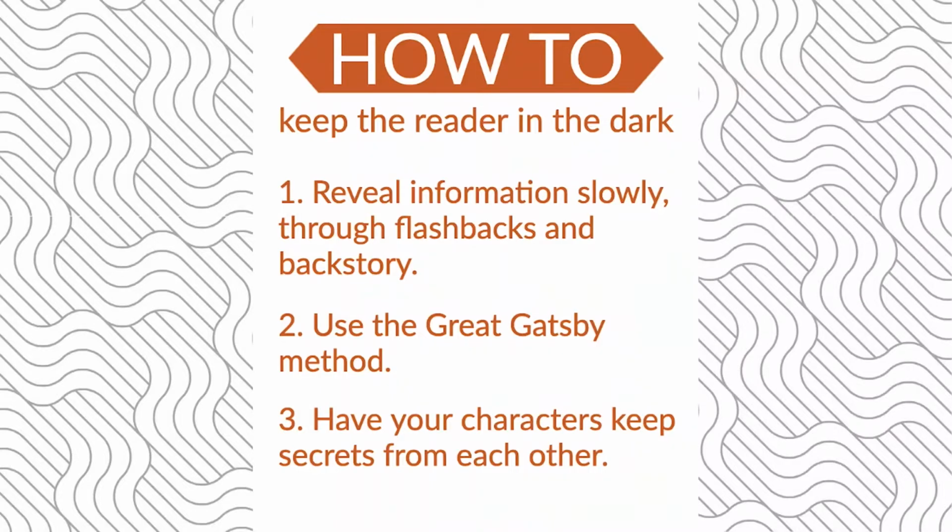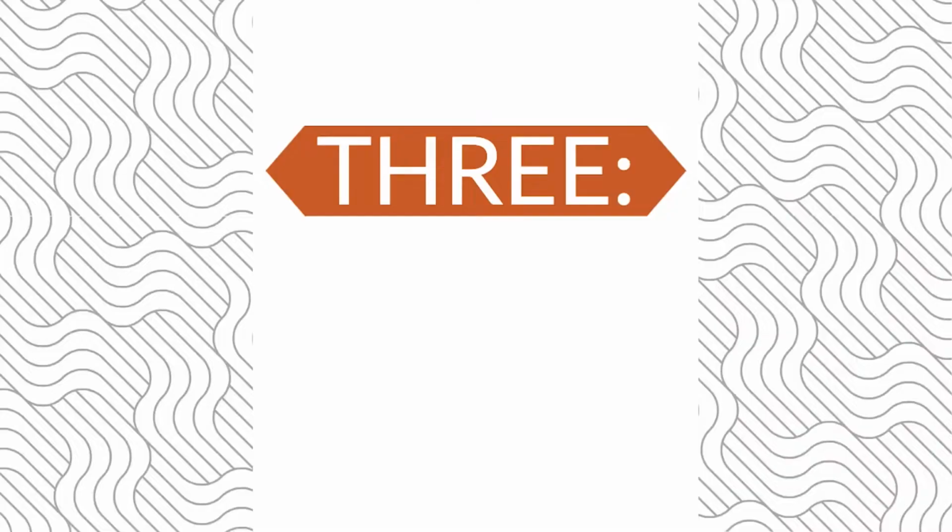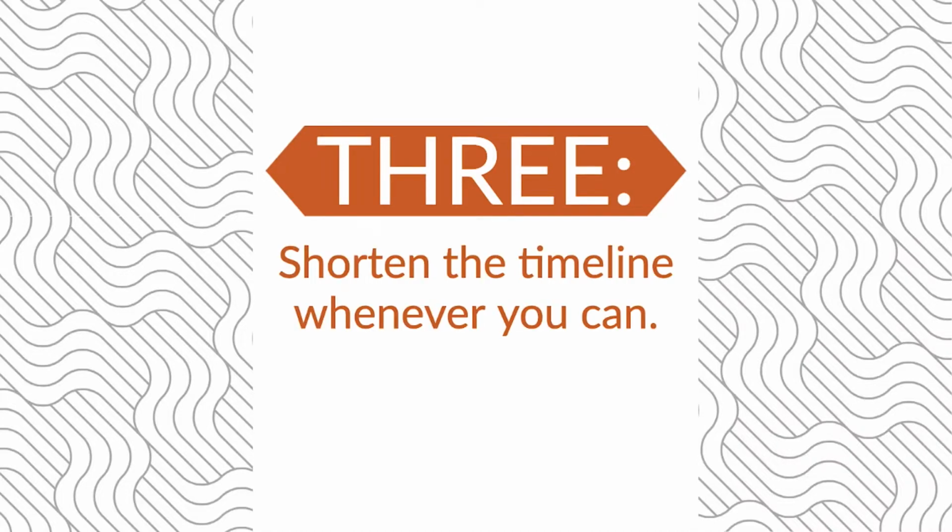Another way to do this is to have your characters keep secrets from each other. If you have one point of view character and the other characters are hiding information from that point of view character, then obviously your reader is not going to know that information because they only see what that one character sees. Tip number 3, shorten the timeline whenever you can.